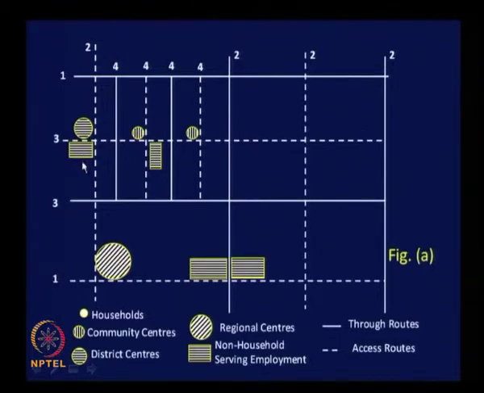Even non-household serving employments of different sizes: smaller size non-household serving employment centers are located at the intersection of type 4 and type 3 access routes here, and larger size non-household serving employment centers are located at the intersection of type 3 and type 2 access routes again, and still larger size non-household serving employment centers are located adjacent to type 1 access route, right. So, always they are adjoining to access routes.